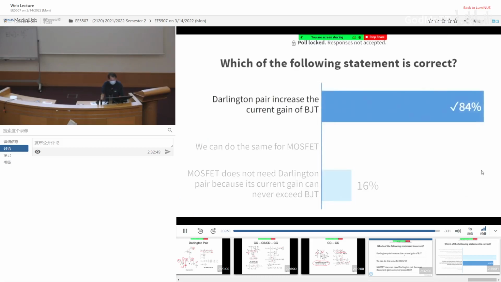Okay, good. Most of you get it right. I think some of you heard me saying that MOSFET doesn't need Darlington because of the current gain. But this statement is wrong, because MOSFET doesn't need it, the current gain is infinite. It's exceeding BJT. Okay, not because of the reason it can never exceed BJT. So therefore the last one is wrong. Okay?